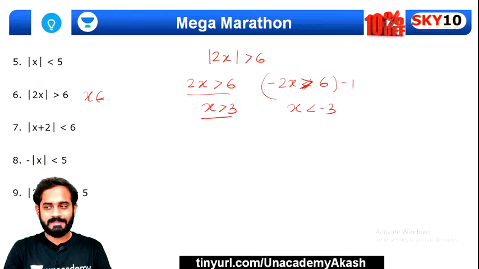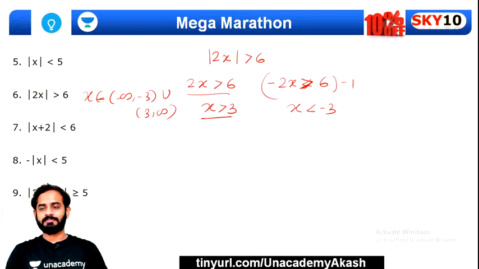So x belongs to minus infinity to -3 union 3 to infinity, right?